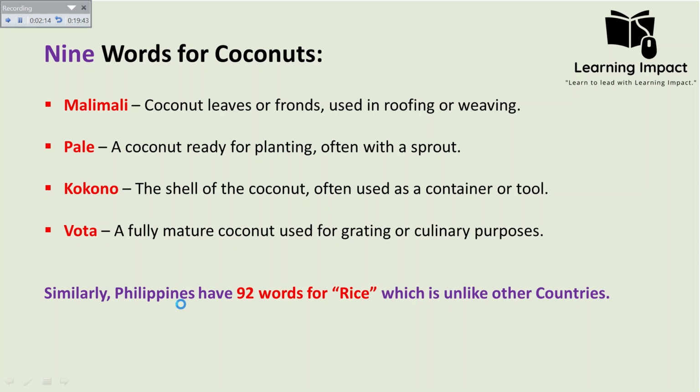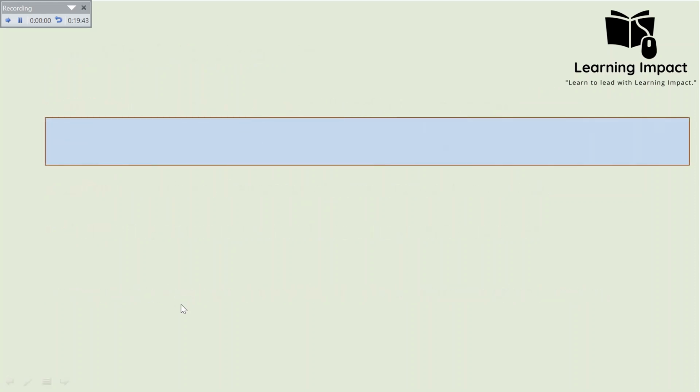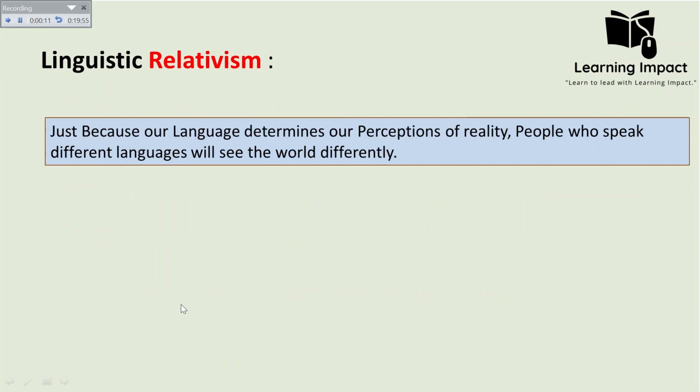Now, the second principle of the Sapir Whorf hypothesis is linguistic relativism. Linguistic relativism is actually built over the principle of linguistic determinism, and it states that just because our language determines our perception of reality, people who speak different languages will see the world differently.